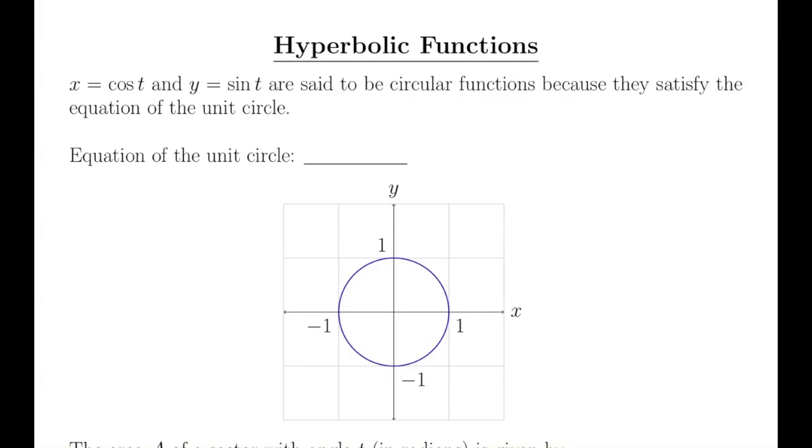So trigonometric functions are also known as circular functions. We know that x equals cosine of t and y equals sine of t. In this case, t is some angle. t can be anything, it's just a real number. And these functions are said to be circular because they satisfy the equation of the unit circle. I just want to point out that the more you study trigonometry, the more you learn it has almost nothing to do with triangles and it's all just circles.